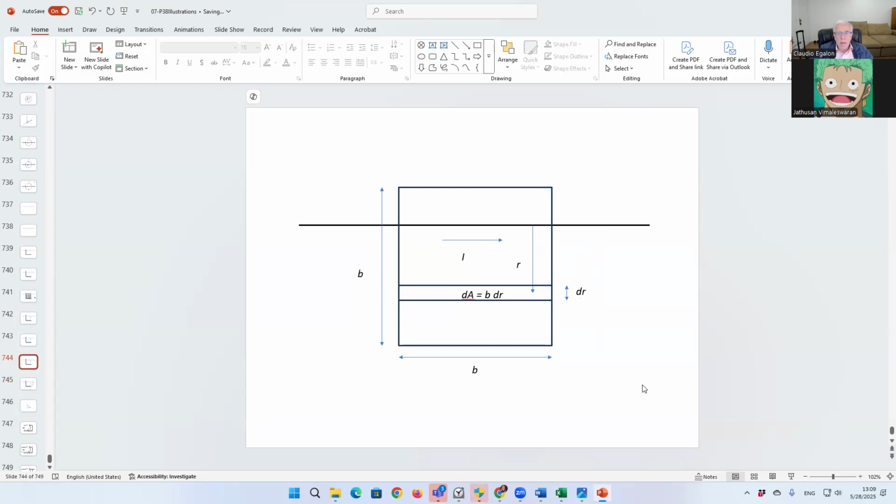Here you go, right? That's the infinitesimal area that we are talking about. The infinitesimal area is B times dr. And now what was initially a double integral becomes a single integral. Make sense?